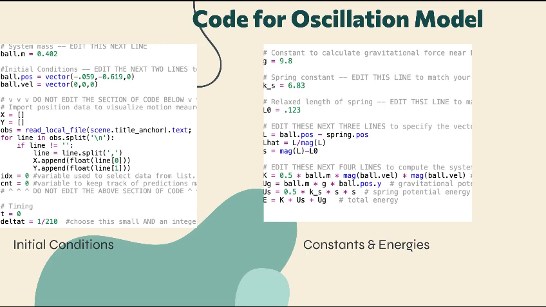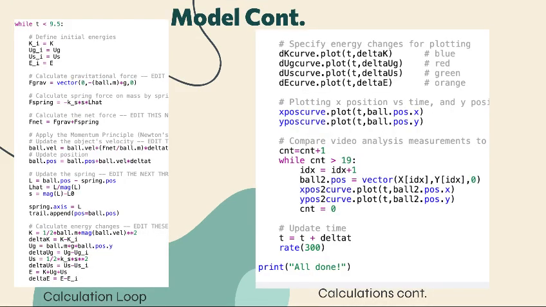So for the initial conditions, you can see the code over on the left, and then over on the right are the constants and energy that I've outlined in the experimental slide above. And then the continuation of the model, you can see the calculation loop over on the left. So it's a while loop, and then we calculate the energy changes, and then specify energy changes for plotting, and then plot x position versus time, and then update time.